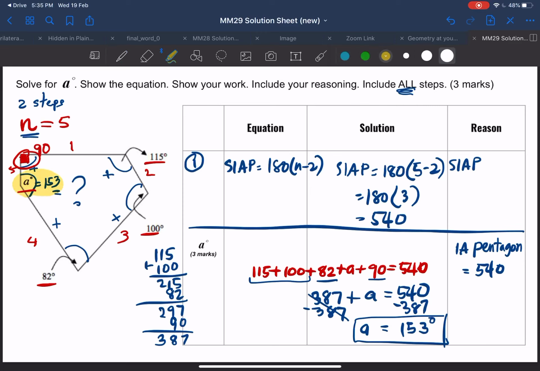And we use two steps. First, you have to find the sum of the interior angles of this polygon, and we know it's 540. Then we know the interior angles of a pentagon equal 540. Therefore, when we add all of the interior angles, it will total 540. That's how we got 153.